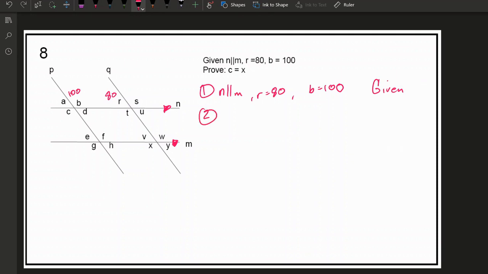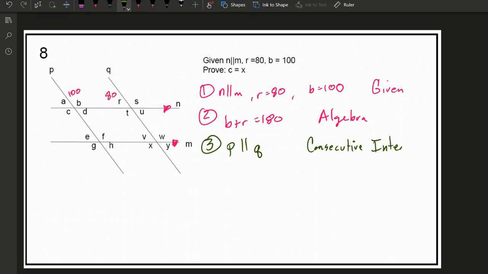Okay, step 2. Now the first thing that I notice is that B and R are consecutive interior angles of P and Q, and they do add up to 180, so I can say B plus R is equal to 180. That's algebra. But since B plus R is 180, step 3, I can say P is parallel to Q because of the consecutive interior angles converse.